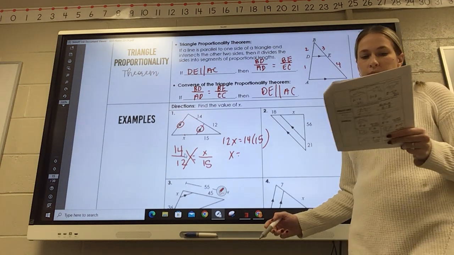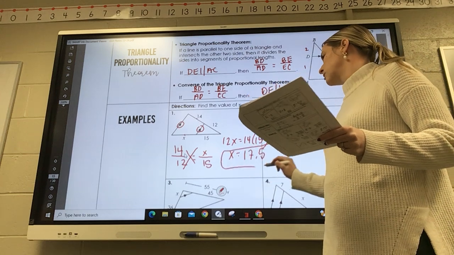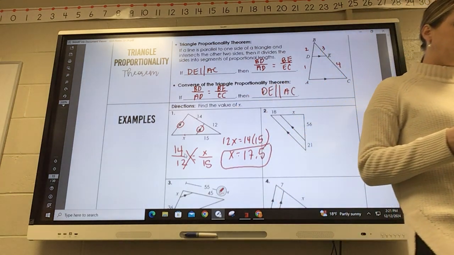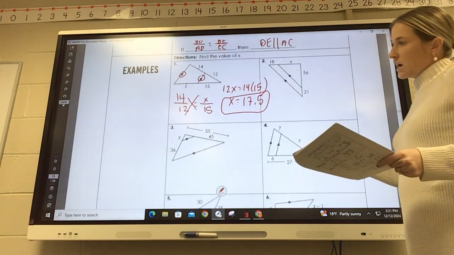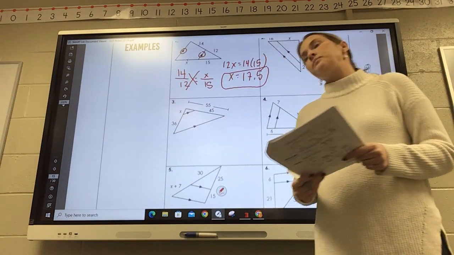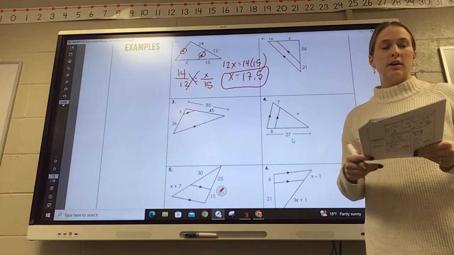Jake, what'd you get? 17.5. 17.5. Do we agree with Jake? Yep. Yes? Okay, good. Okay, let's jump down to number 3. Number 3, I see the parallel lines. So I want to set up my proportion, but what am I missing here?